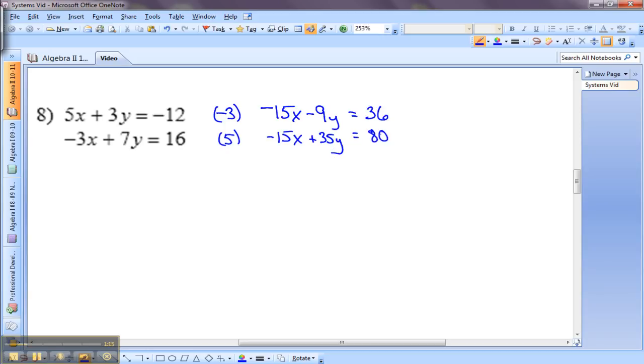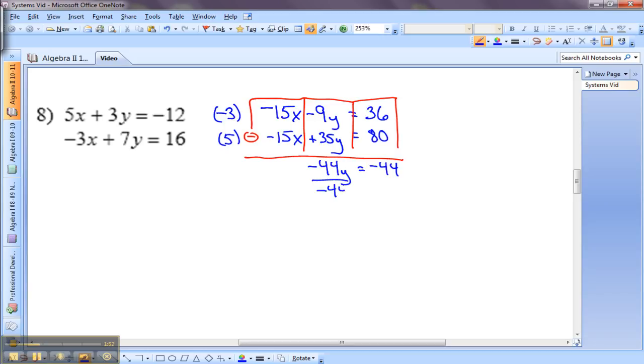Because the signs are the same for my coefficients of x, I am going to have to use subtraction to eliminate my x values. And that means that I will be subtracting all of my like terms. So again, I like to box out my sets of like terms to help us see our individual problems. Negative 15x minus negative 15x will be 0, which will cancel out. Negative 9y minus 35y is negative 44y. And 36 minus 80 is negative 44.